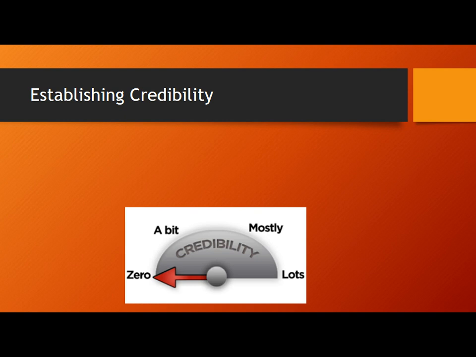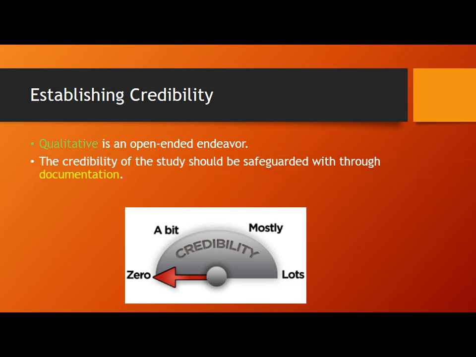Establishing credibility. I thought you'd like this little gauge. When it comes to establishing credibility, because qualitative, again, is such an open-ended endeavor, we always have to be mindful of how we're operating as an individual researcher and considering ways of safeguarding our process from, well, ourselves. The credibility of the study should be safeguarded with thorough documentation. Should be not through, but thorough documentation.